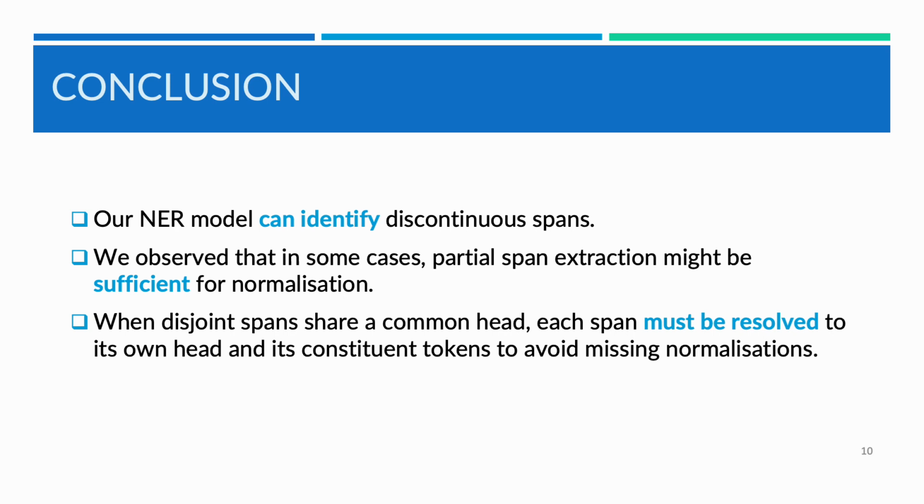To conclude, we can say that our NER model can identify discontinuous spans to a certain extent. We also observed that in some cases, partial span extraction might be sufficient for normalization. In addition, when disjoint spans share a common head, each span must be resolved to its own head and its constituent tokens to avoid missing normalizations.